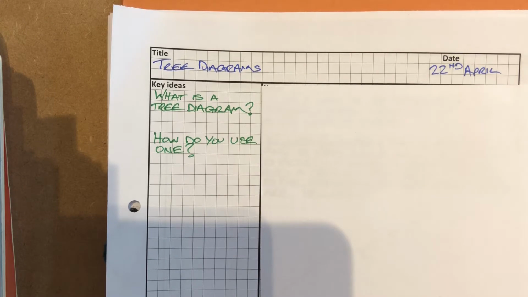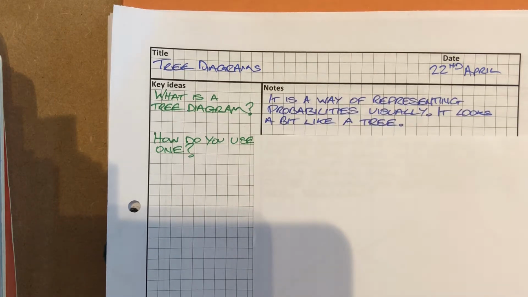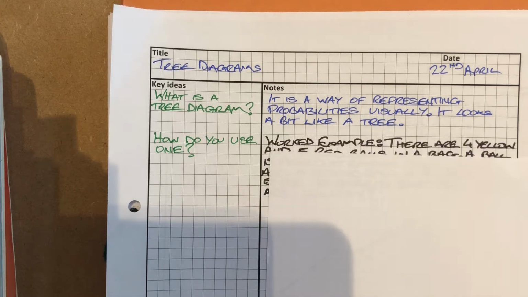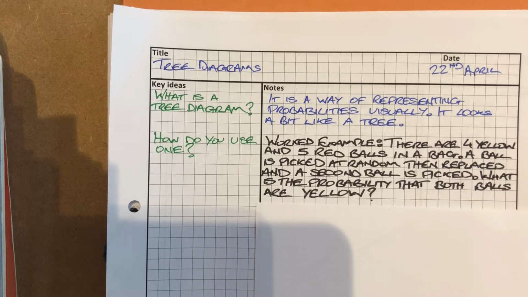What is a tree diagram? Well, it's a way of showing you probabilities visually. It's called a tree diagram because it looks a bit like a tree. Only a bit, don't get too excited. How do you use one? Well, this is probably the most useful thing: if we read a question and have a go at answering it.